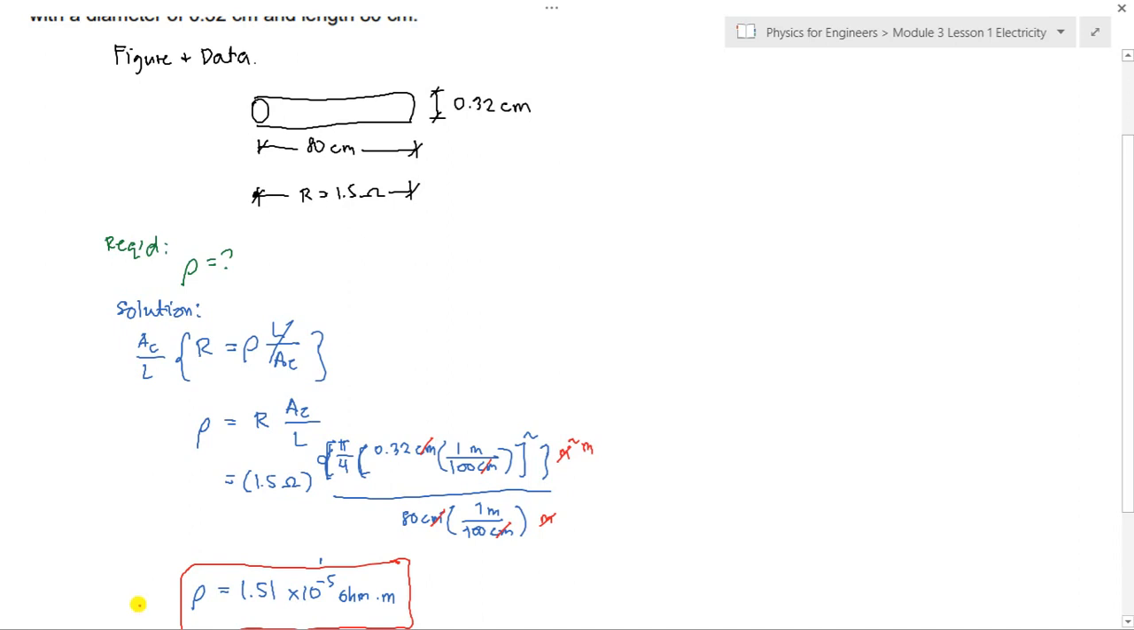So be careful when you solve: you must be consistent with your dimensions or your units. Okay, let's proceed.